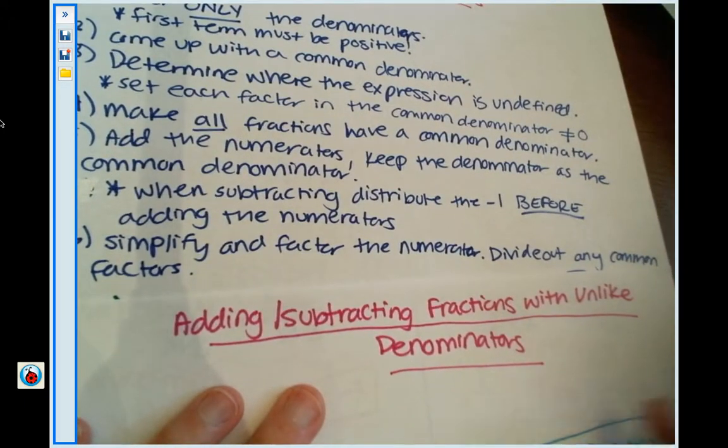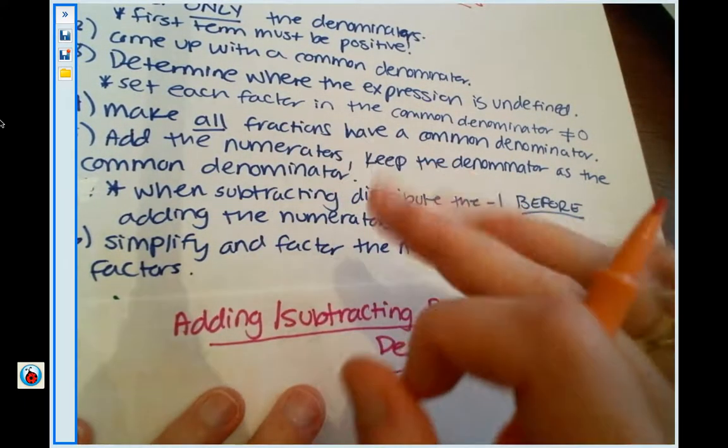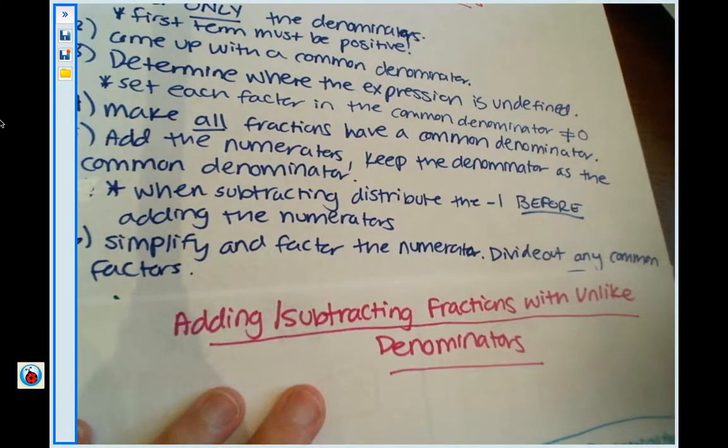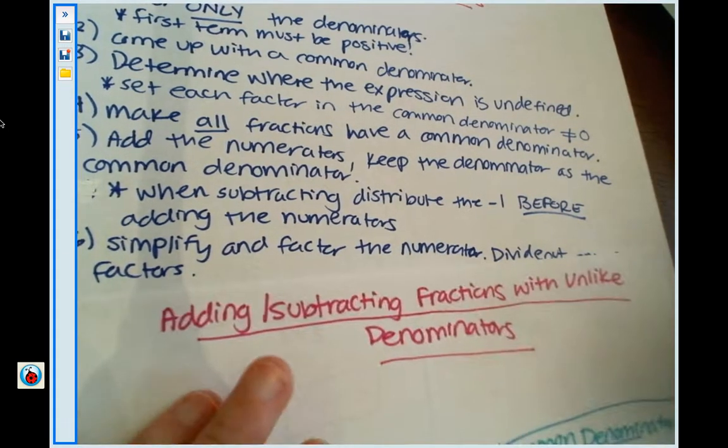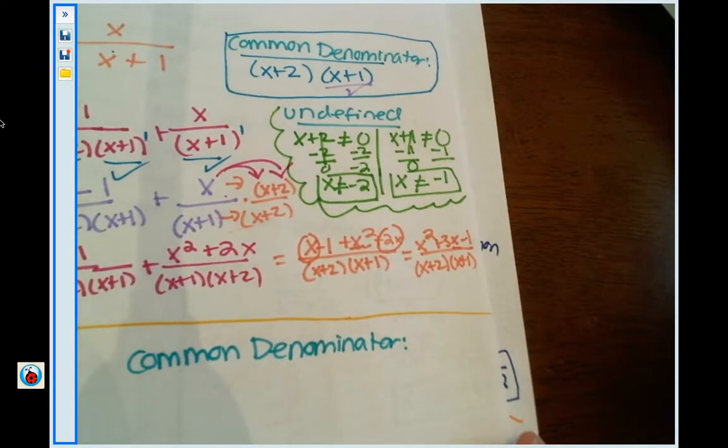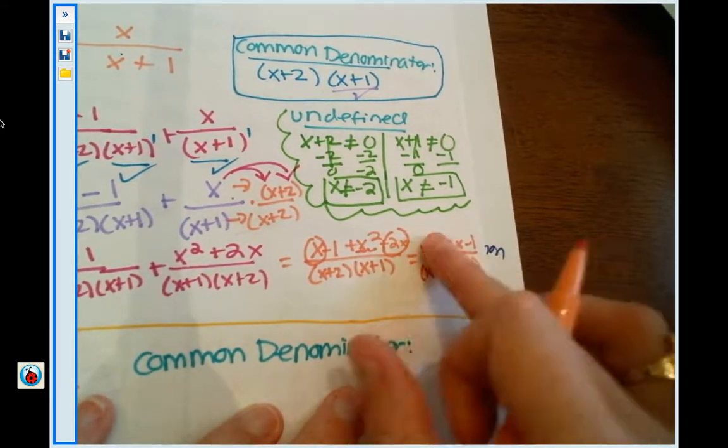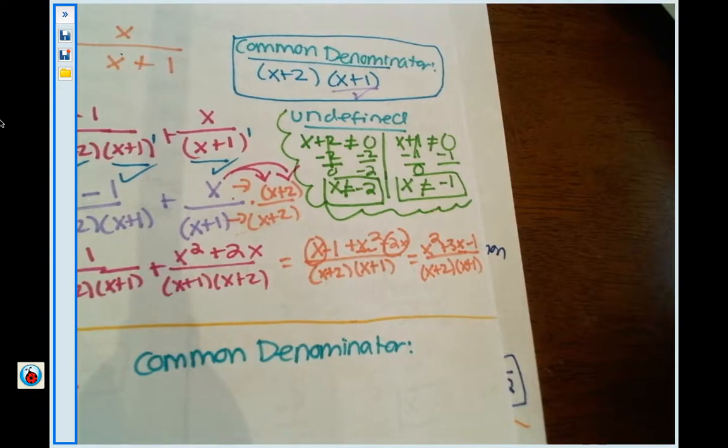All right, so now it says, simplify and factor the numerator. And if we have any, we're going to divide out any common factors. So we have simplified. Let's see if we can factor the numerator, which the only technique we can use to factor the numerator is slide and divide.